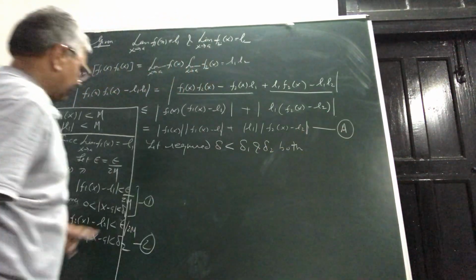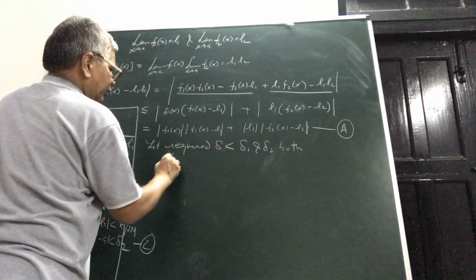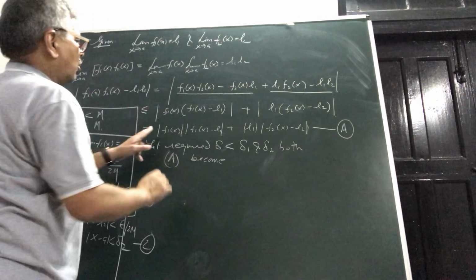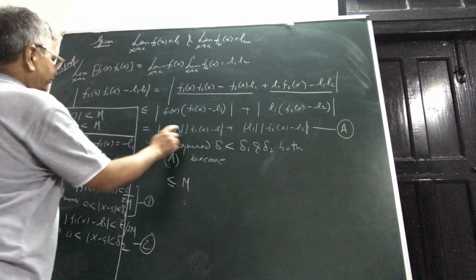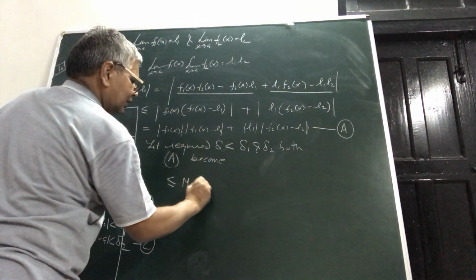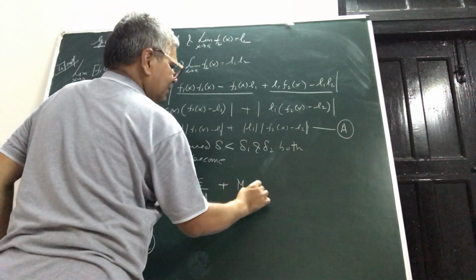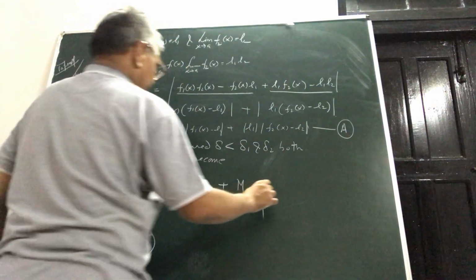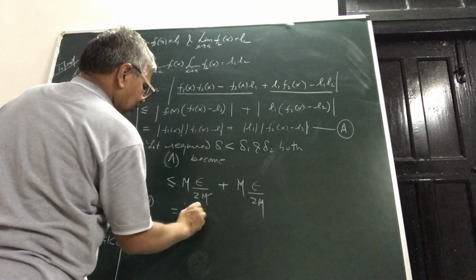So from equations 1 and 2, therefore, mod f1(x) will be less than m, because we have assumed it to be a bounded function, and mod f1(x) minus L1 is less than epsilon upon 2m, plus mod L1 is again less than m, and mod f2(x) minus L2 will be less than epsilon upon 2m. So this is nothing but epsilon by 2 plus epsilon by 2, so this is equal to epsilon.